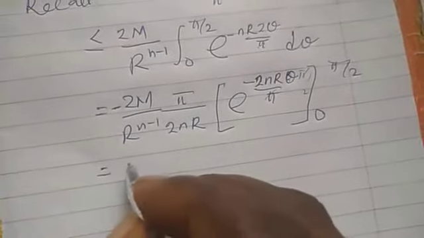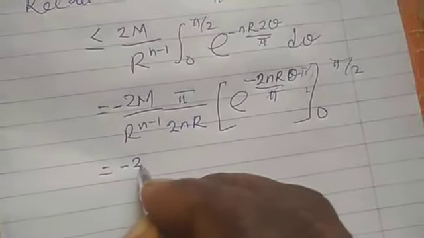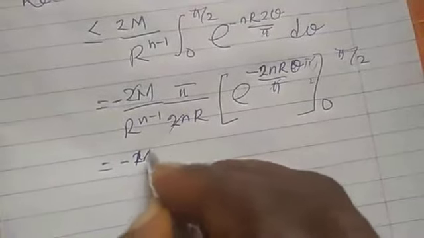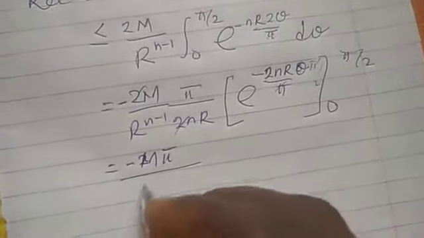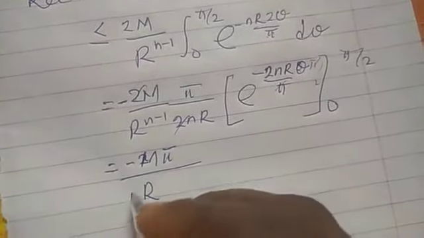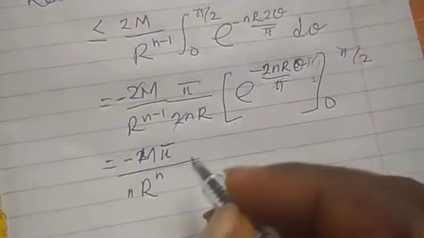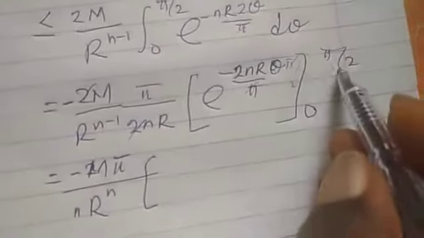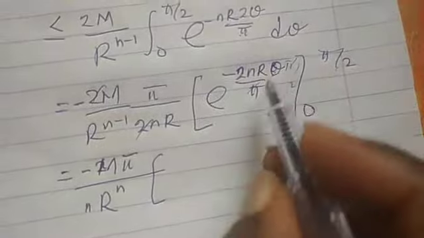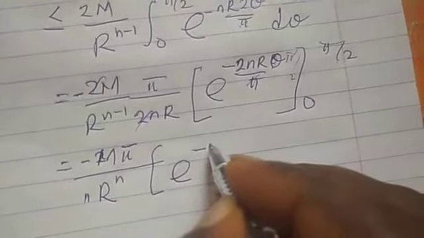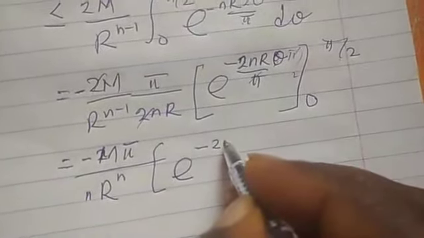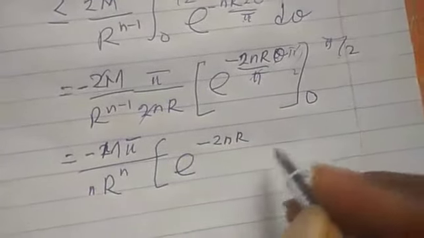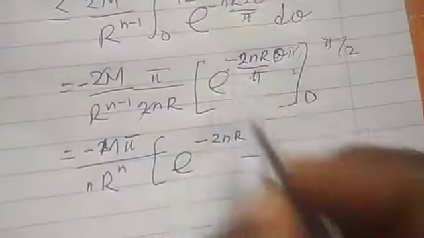So what you are going to have is minus 2, the 2 will cancel each other. That should be m pi divided by r, there's n here, this is r raised to power n, into, when we put theta to be pi over 2, all you have left is minus 2, that is minus 2 nr. Then minus, when theta is 0, this will be 1.